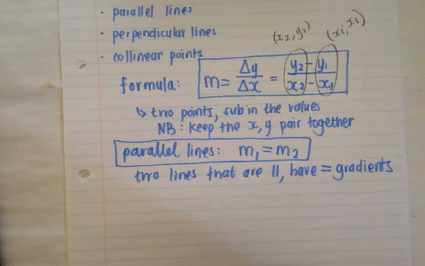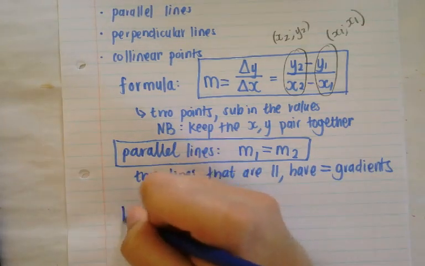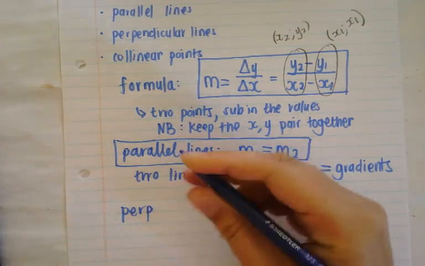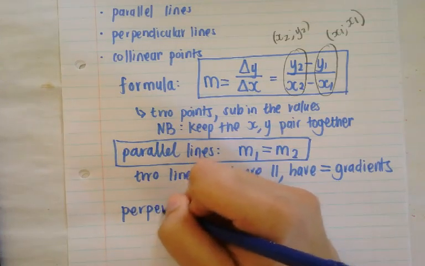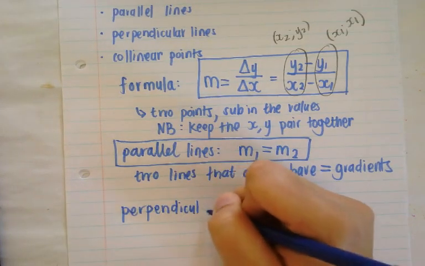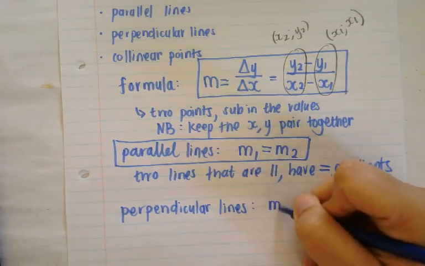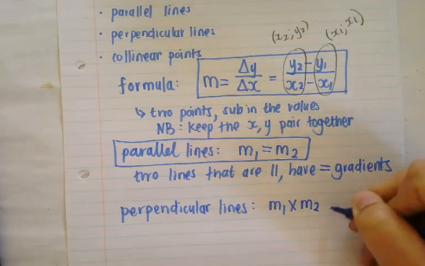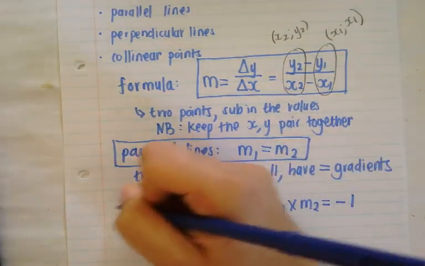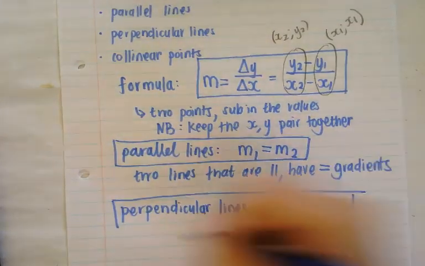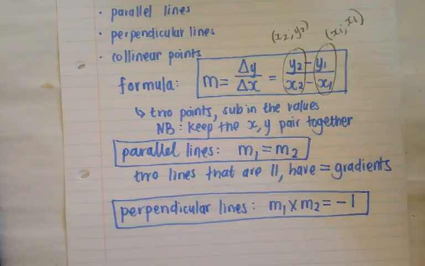Two lines that are perpendicular, we say they are inverses of each other, negative inverses of each other. It means that we swap the sign and we flip the fraction. So perpendicular lines, and there is a formula telling me that if I take gradient 1 and I times it with gradient 2, then the answer will be negative 1. I'm going to write that in words.